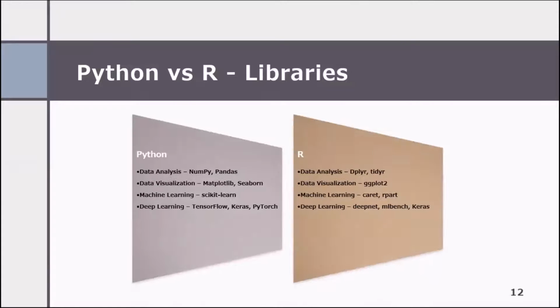So let's look at some of the libraries, which are supported by Python and R. For data analysis, Python has NumPy and Pandas. R has dplyr and tidyr. For data visualization, Python has matplotlib, seaborn. R has ggplot2. For machine learning, Python definitely has the fundamental scikit-learn framework. R has caret and rpart. Python for deep learning, TensorFlow, Keras, PyTorch. R does support Keras, along with it uses DeepNet and MLBench packages.